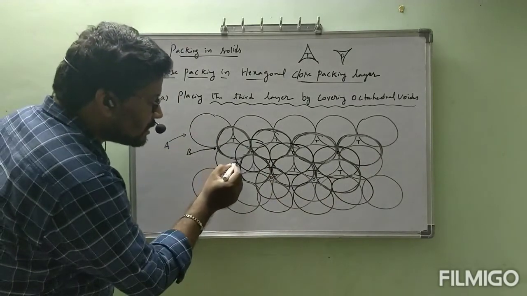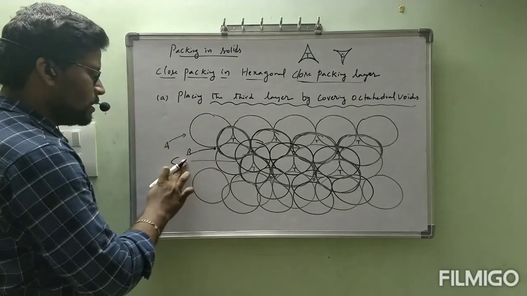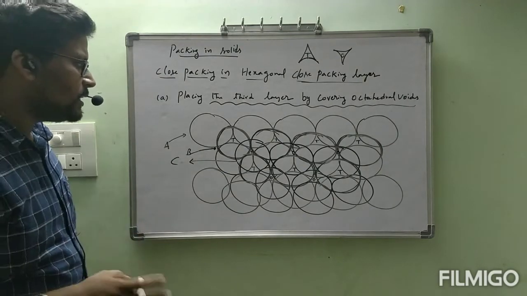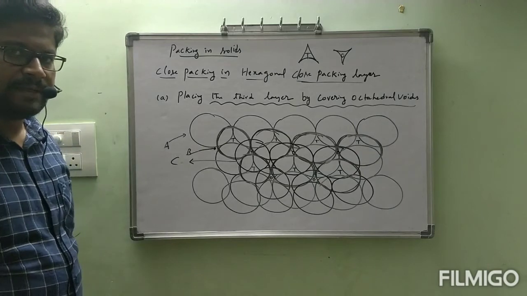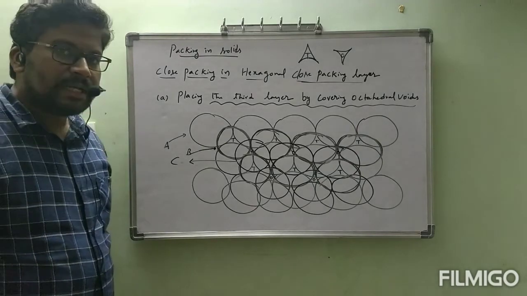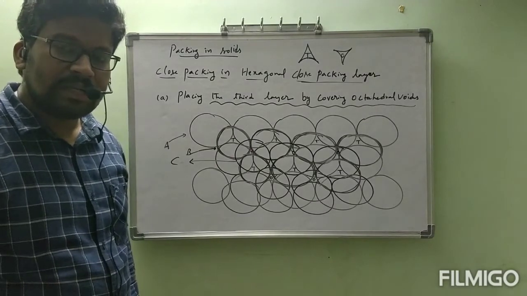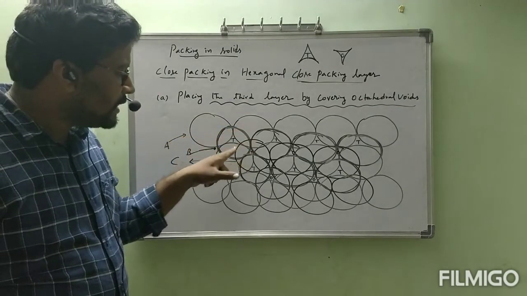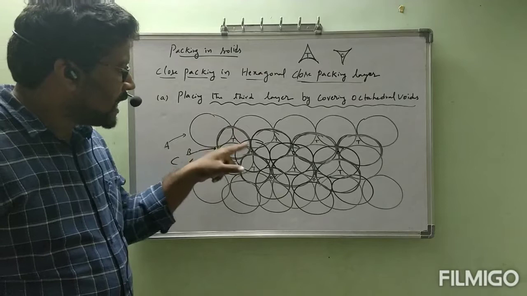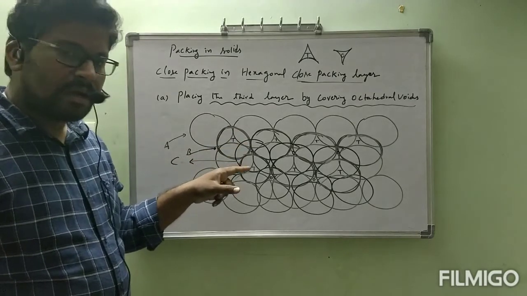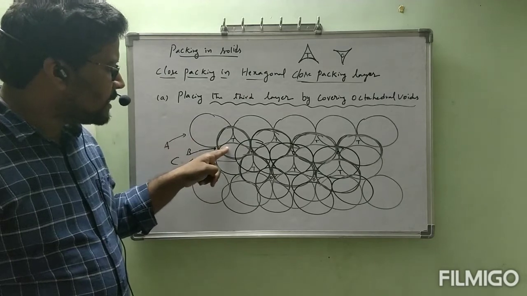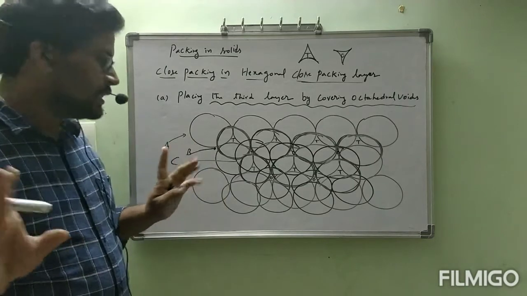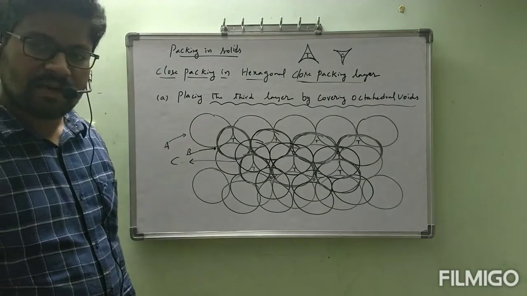Then definitely the third layer is C. Because the third layer position is not at all repeated with A or B layers. Third layer position particles position is not repeated with A or B layer. See, A layer particle is here or here, B layer particle is this one, and C layer particle is this one. Correct or not? So nowhere this is A layer particle, this is B layer particle. Nowhere C layer particle position is repeated. That's why all the three layers are different.